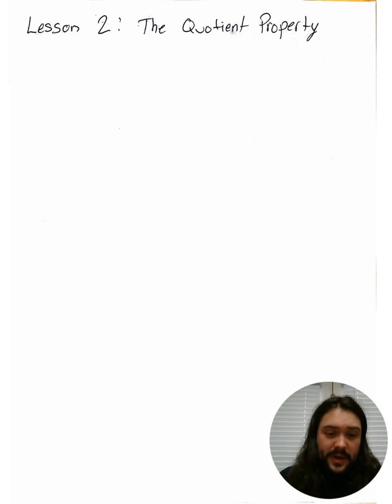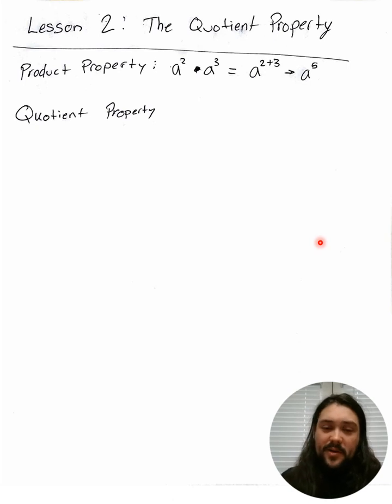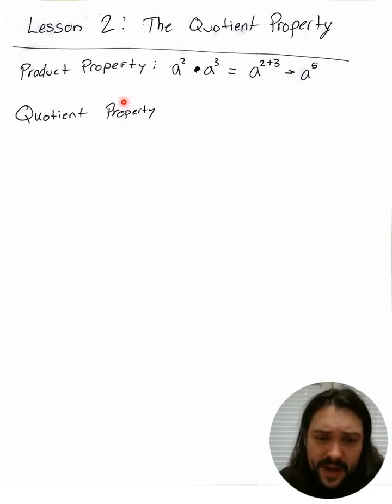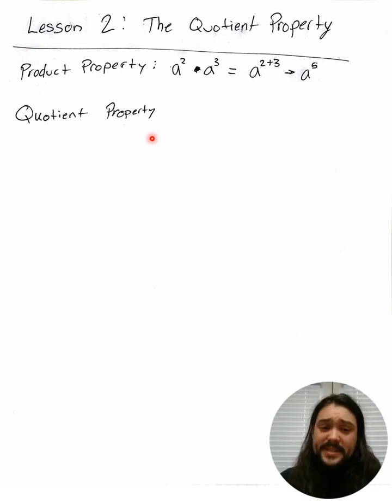So let's do a quick little recap of the product property because they are similar. It's helpful to do a quick refresher. So we've got product property. In this example, a squared times a cubed is the same as a to the 2 plus 3. So we can combine the bases into one and then add their exponents for a total of a to the 5th power. So since multiplication and division are opposites, right? They undo each other, the quotient property is very similar.